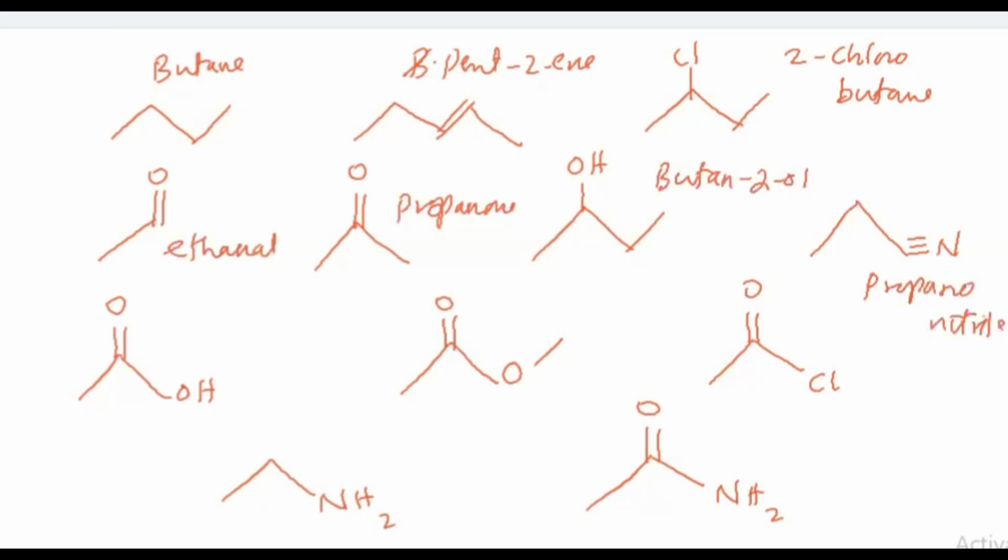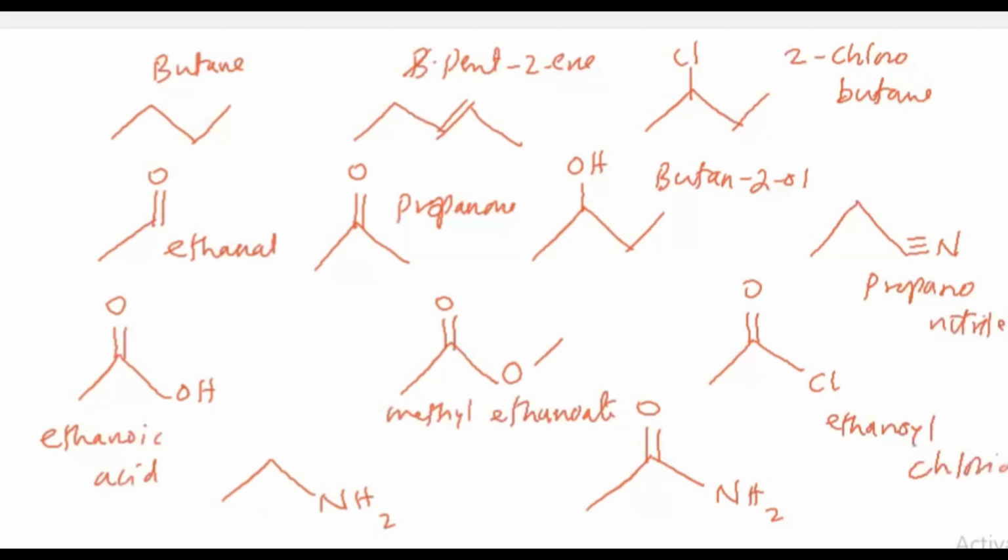This is carboxylic acid, but it contains two carbon atoms, so ethanoic acid. C double bond O, this is ester, so this is methyl, and this is ethanoate. This ester is methyl ethanoate. Two carbon, but C double bond O Cl, this is acyl chloride, or you can say this is ethanoyl chloride. NH2 is amine. There are two carbon atoms, so ethane amine. There are two carbon atoms, so ethane amide.